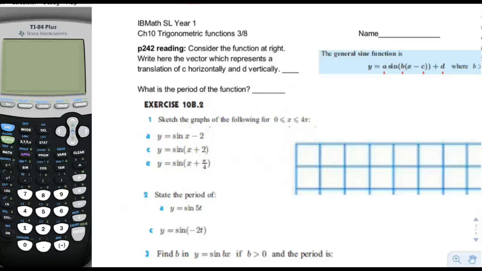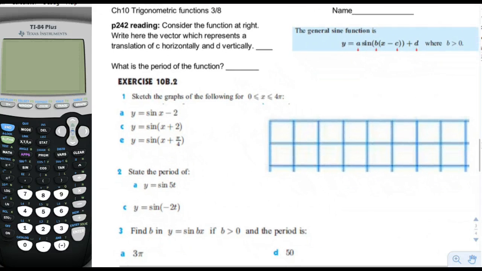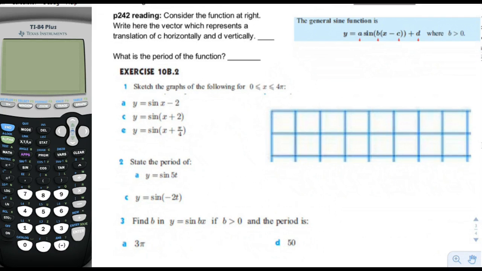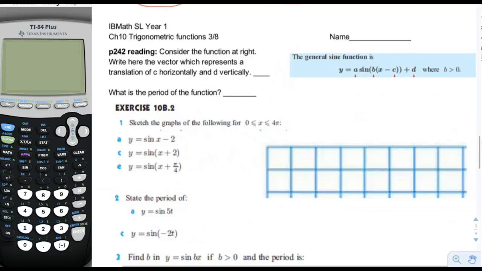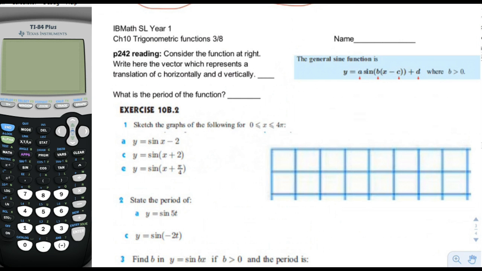Okay, page 3 and 4 of trigonometric functions. Consider the function at right. Right here is the vector which represents a translation of c horizontally and d vertically. We haven't done vectors yet, so maybe you've seen them before, but basically vectors are like matrices or tables. In this case, what they want is a vertical matrix here with c in the top and d in the bottom.